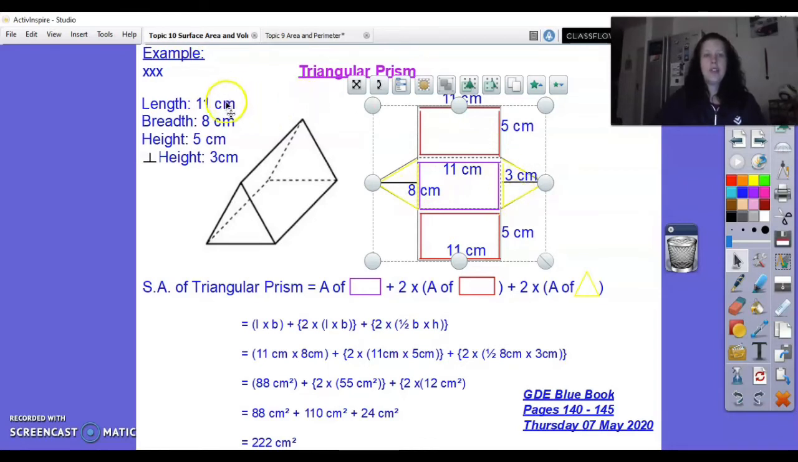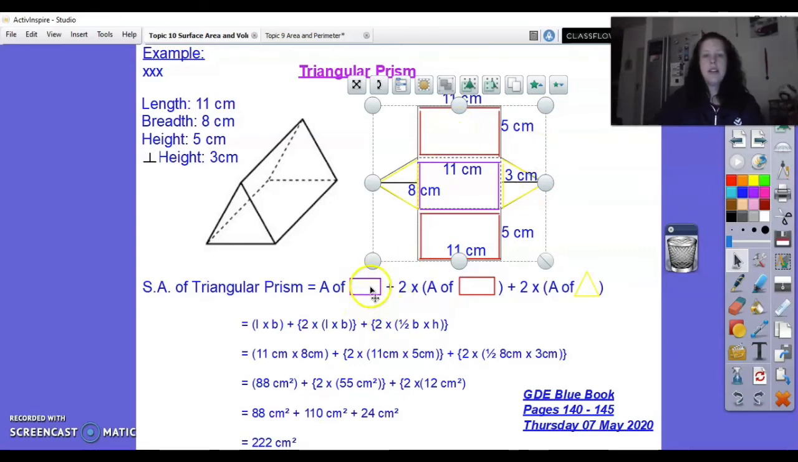So, I've given you these dimensions, length, breadth, height, as well as a perpendicular height. Perpendicular height is this height over here, okay, of my triangle. So it's represented by that line, that solid line over there. Right, so my surface area for my triangular prism would be as follows.